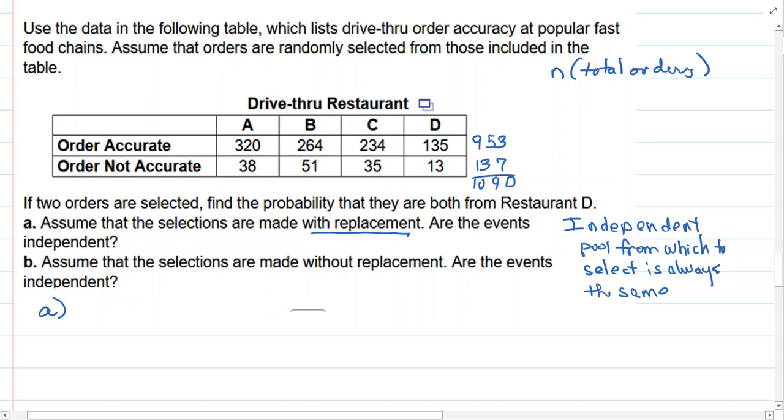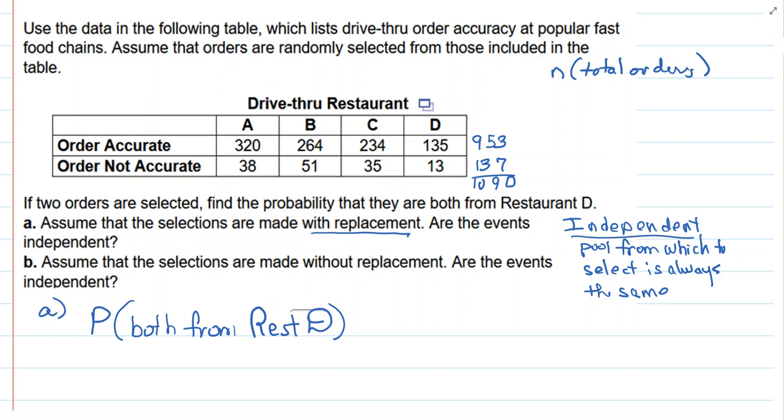And 2 orders are selected. Find the probability are both from restaurant D. All right, and we already determined it was independent because it's with replacement. Another, the first selection is taken and logged, and then it's done again.